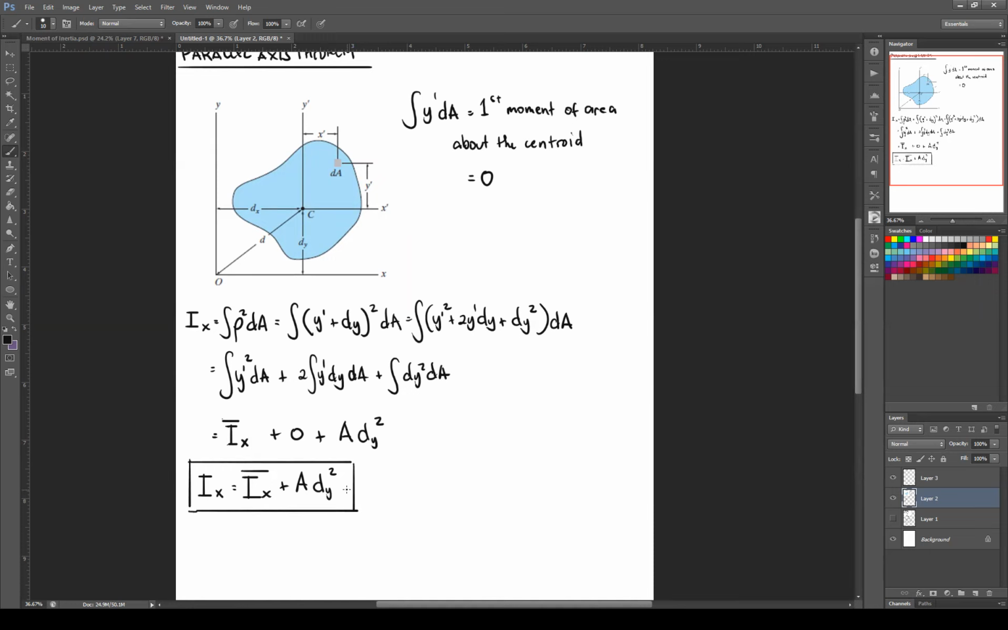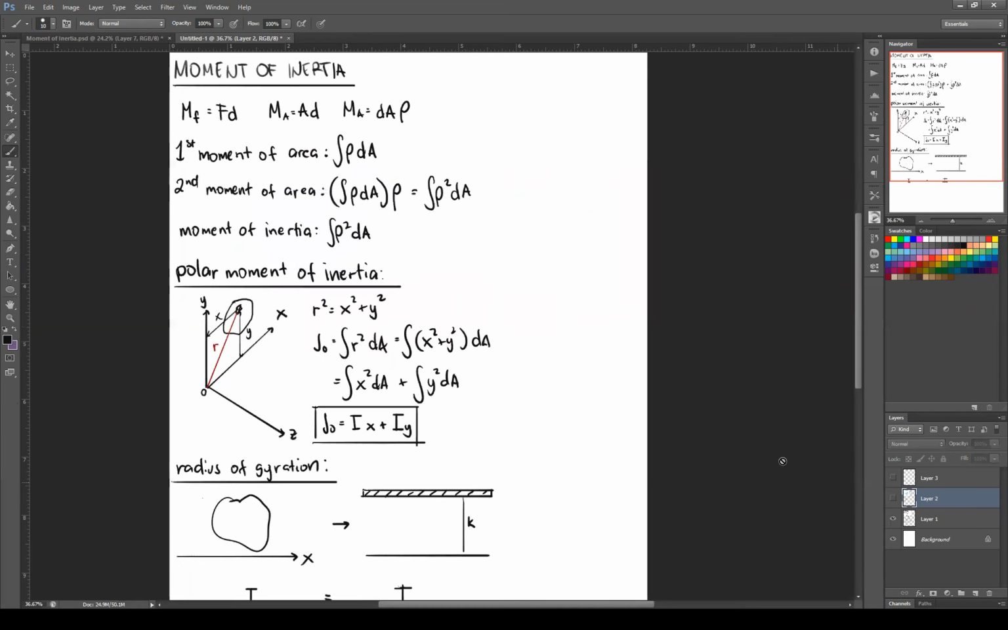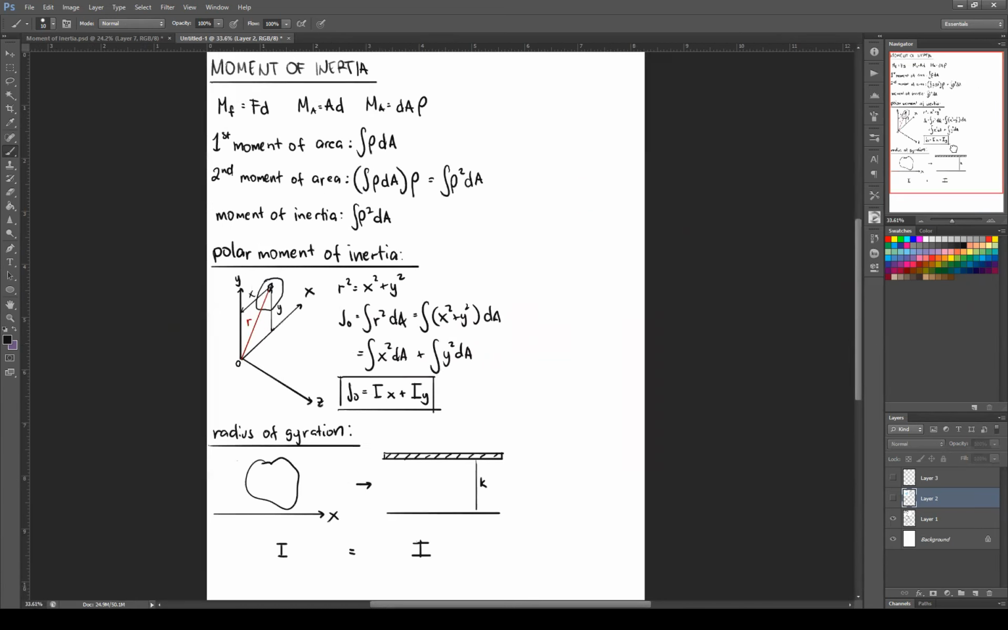The equation for the y-axis is the same. It's just about y. Okay. There, that's your parallel axis theorem. Oh, by the way, before we move on, I'd like to ask, do you have any questions for moment of inertia up to radius of gyration? Please answer in the chat.